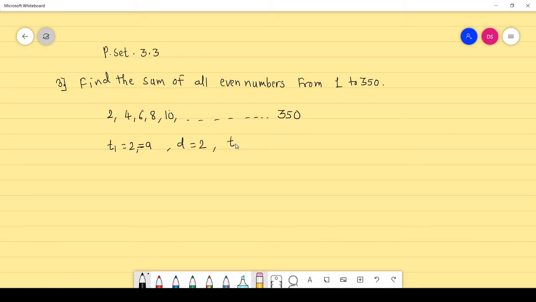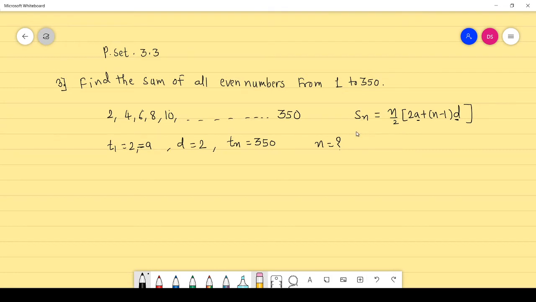And the last term, Tn, is equal to 350, but we don't know the value of n. They ask you to find the sum of the even numbers. So what is the formula for the sum of any n terms? Sn equals n by 2 into the bracket 2a plus n minus 1 into d. We have a, we have d, but we don't know the value of n, and we want to find Sn.